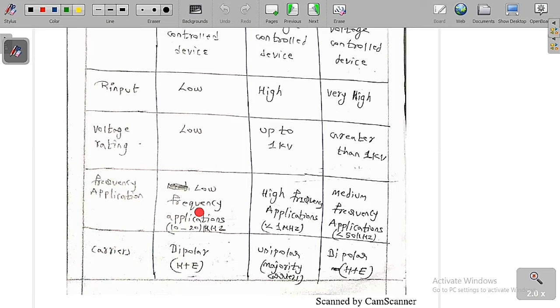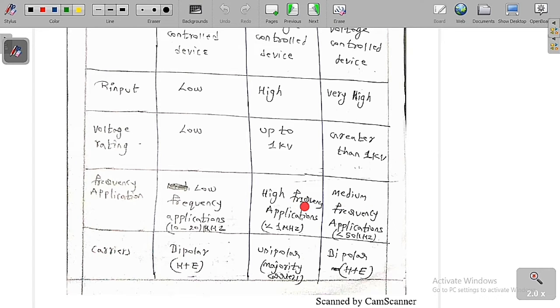Basically, BJT is applied for only low frequency applications, in the range of 10 to 20 kilohertz, whereas the MOSFET is used for high frequency applications, less than 1 megahertz, and the IGBT for medium frequency applications, less than 50 kilohertz. So MOSFET is used for high frequency applications when compared to BJT and IGBT. BJT is used for low frequency applications, IGBT for medium frequency applications, and MOSFET for high frequency applications.